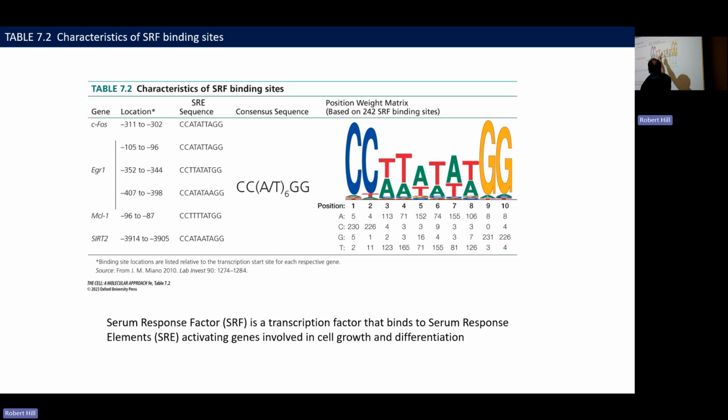And what's nice about the position weight matrix is you can just quickly see what is the preferential nucleotide at a particular position. So, in order to have this, you have to have this, and then there's flexibility within this region as well.